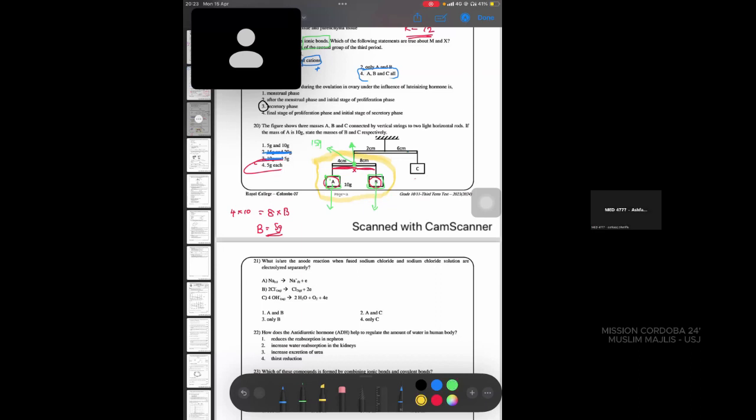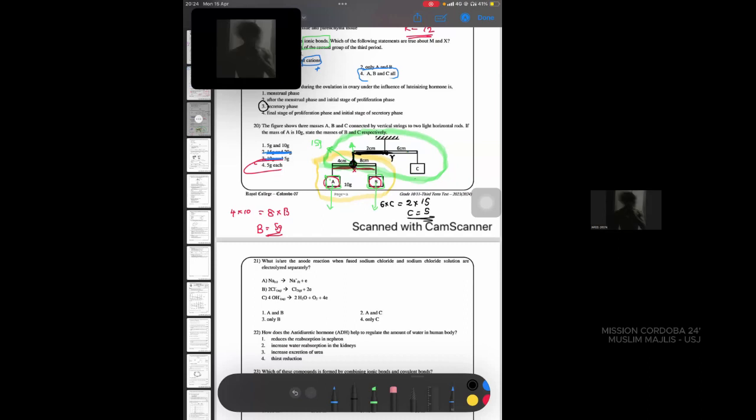Good. Now consider this system. I mark the system in green. Consider this system, and I will say this point to be Y. Around Y, 6 into C is equal to 2 into what is the mass at this point? 15. So 15 grams. C is equal to 5. Is that clear? Yes, sir. 5 grams. So that is how you have to work out these questions. Is it clear? Yes, sir.